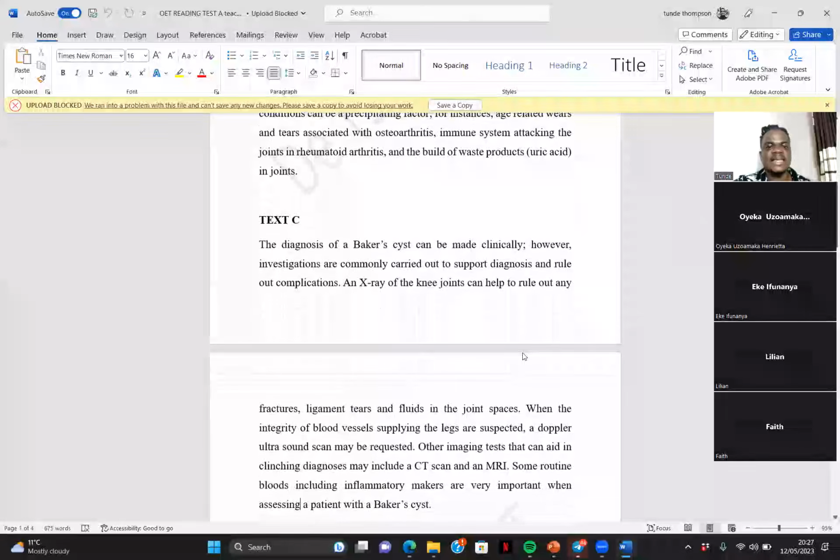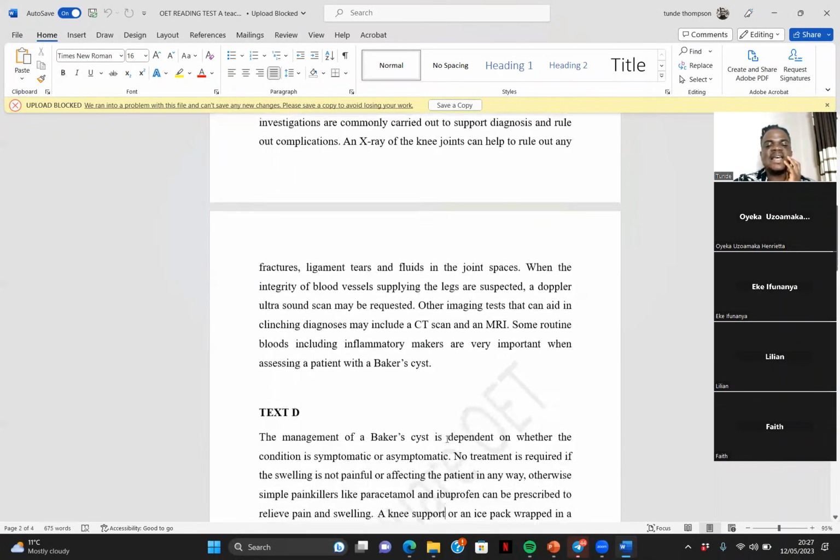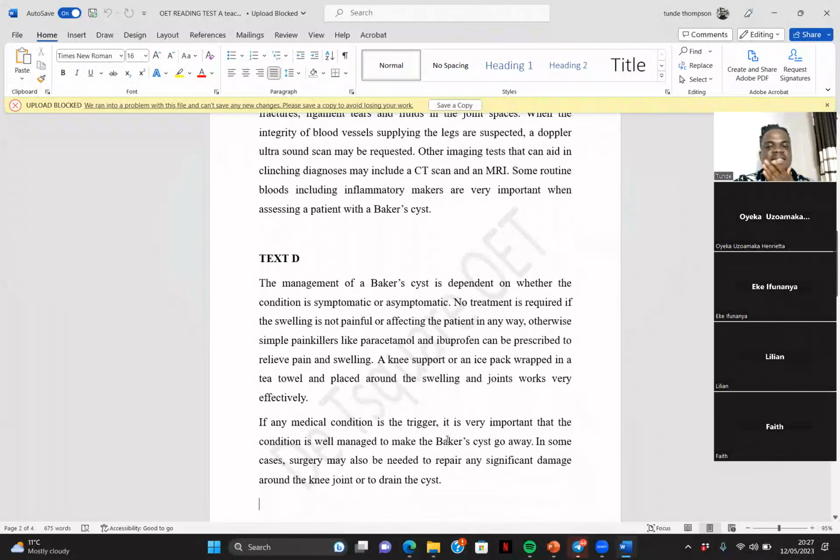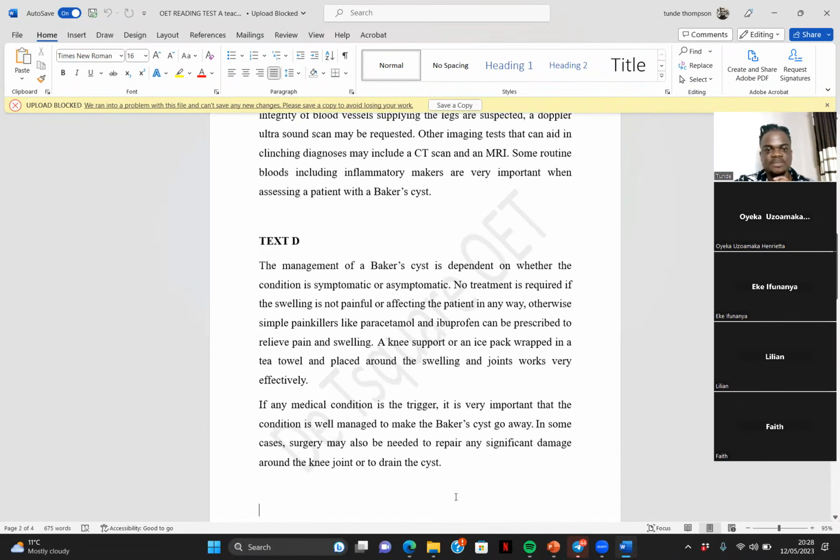Now, if you go to text C, the diagnosis of a Baker cyst can be made clinically. However, investigations are needed. Text C is talking about diagnosis, on how to go about it, which is investigating it. Now, in text D, they say the management of a Baker cyst is dependent on whether the condition is symptomatic or asymptomatic. If you read through, they are telling you the types of treatment and management. So you can say it is talking about the treatment, or how this thing can be controlled. That's how you note it down by the side of each text, so that by the time you are going through the questions, you will easily know where to look for your answer.